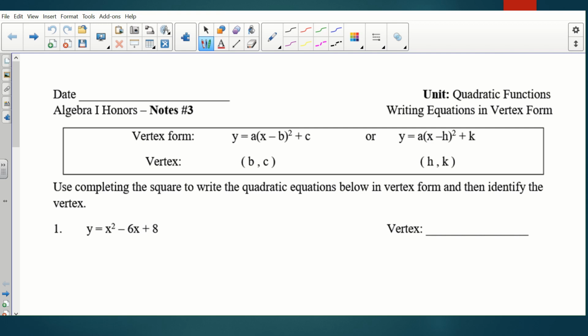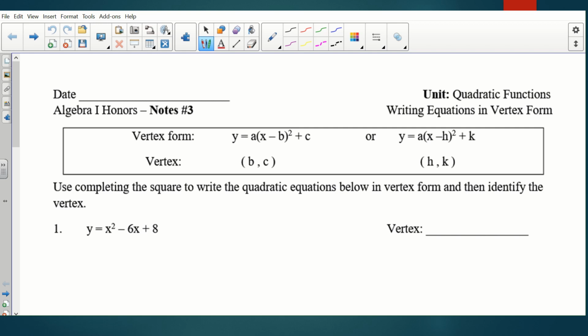You'll notice on top there's two different ways that we've written vertex form out for you. In one of them you'll see A, B, and C. The other one you'll see A, H, K. X is in there both times. But these are just some ways that you might see a very general form for vertex form of a quadratic.